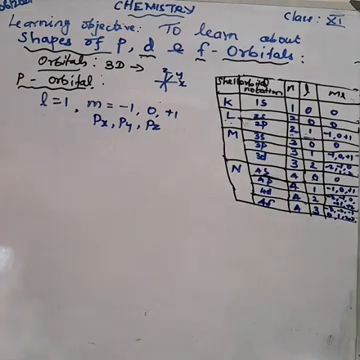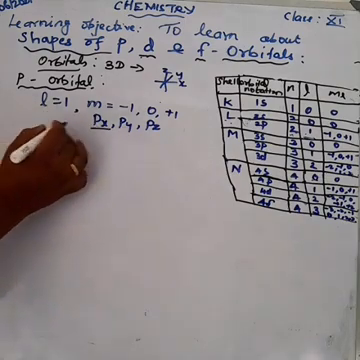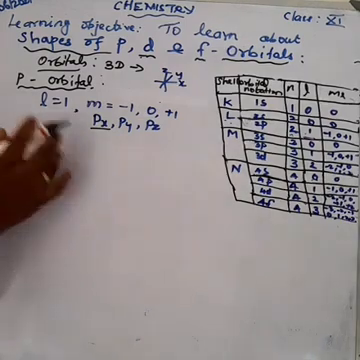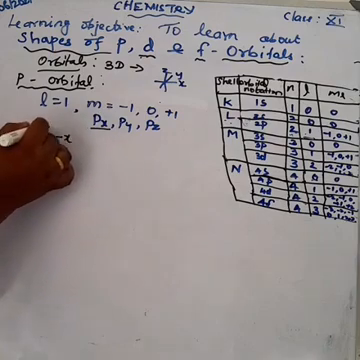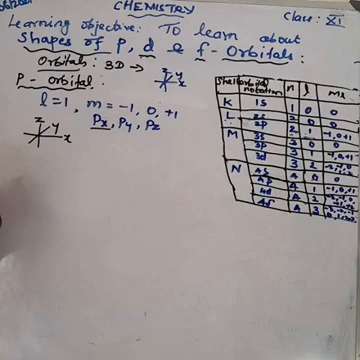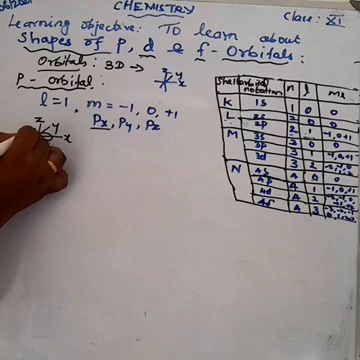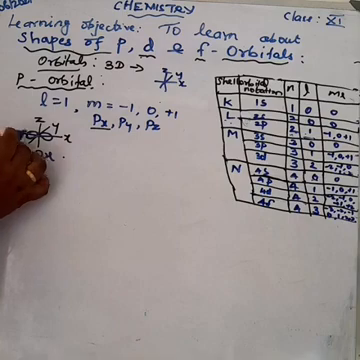How to draw these orientations? First, Px. This is the Px orbital. You know, this is the 3D space. 3D space means x-axis, y-axis and z-axis. So the Px orbital lies along the x-axis. The Px orbital is oriented along the x-axis.